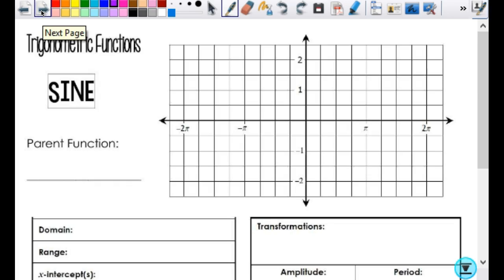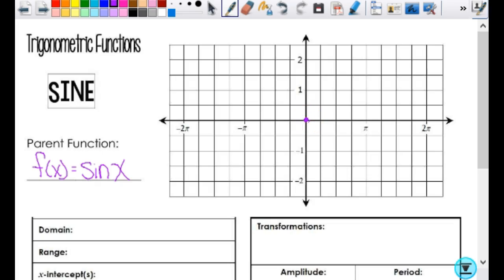So for parent functions, starting with sine, f of x is equal to the sine of x. My input is x, which would be an angle measure. My output is the sine value of that angle, okay? Same as asking you at the door here. What's the sine of 0? The sine of 0 is 0.